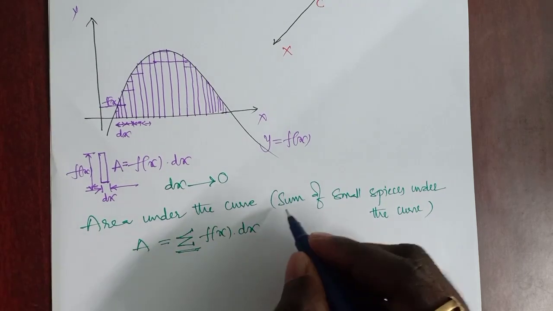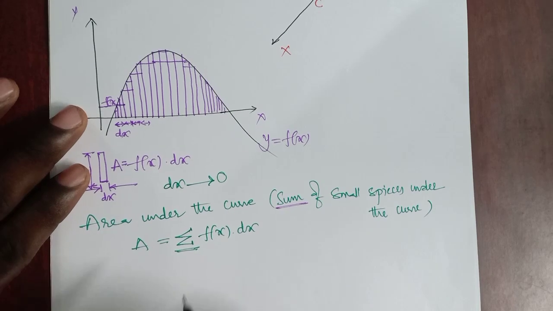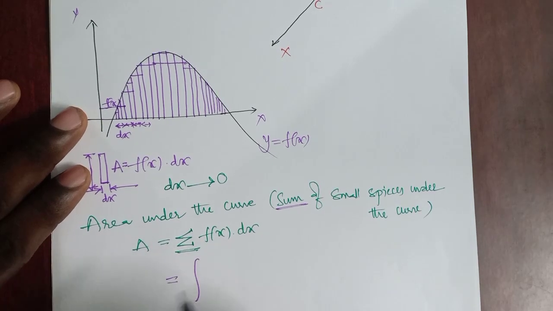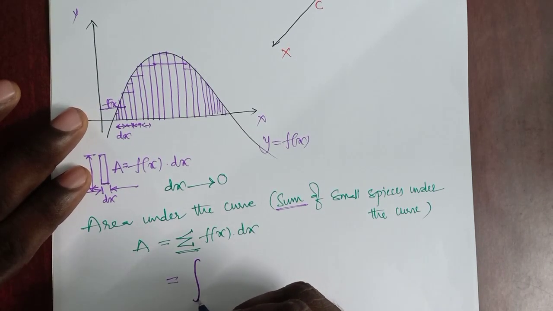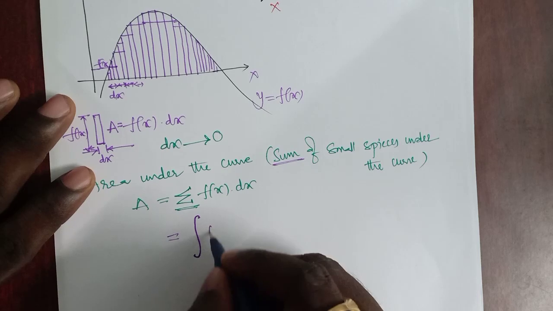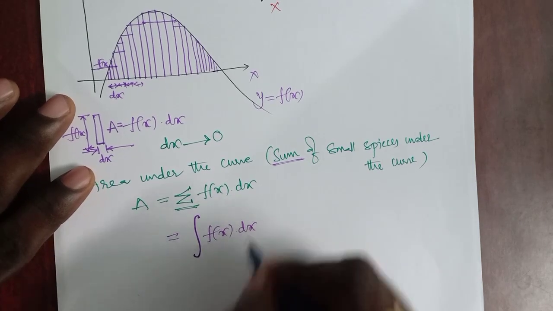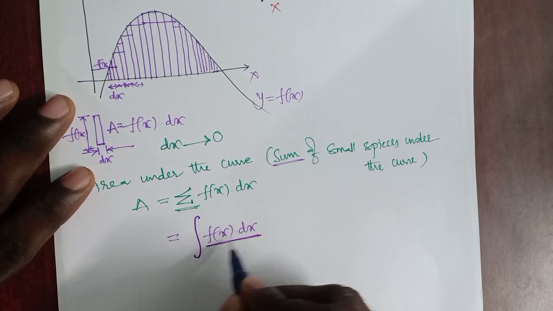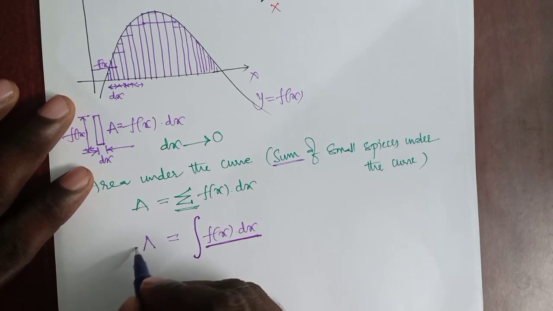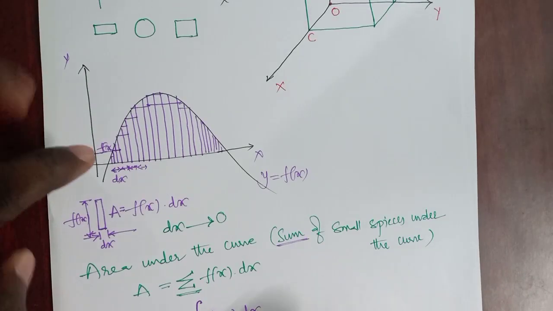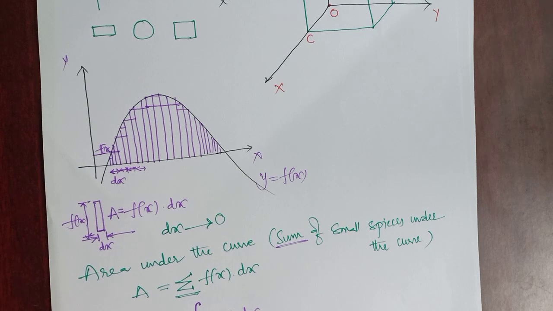Now, sum is nothing but addition. So I take sigma, which is an elongated S, as the sum. It indicates the sum of small pieces under the given function, which is the sum of all the areas of the rectangular boxes, giving the area under the curve. This is how to find the area under the curve.